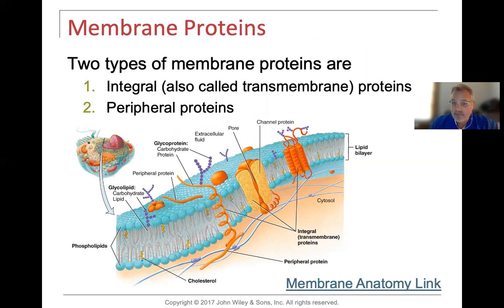There are two types of membrane proteins: integral proteins and peripheral proteins. When we look at them, you'll see the integral proteins are transmembrane, they pass right through, whereas the peripheral proteins hang around the periphery of the cell membrane. The integral ones either run into the membrane or go completely through, and they're responsible for making up many of the channels.